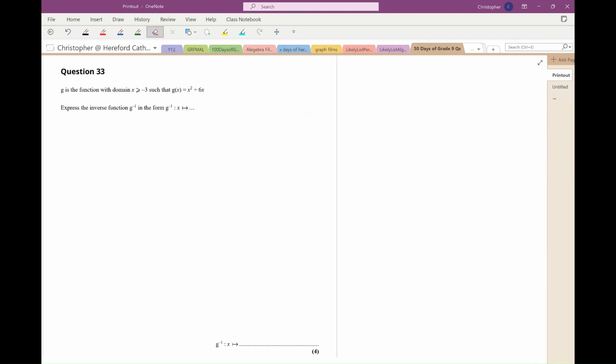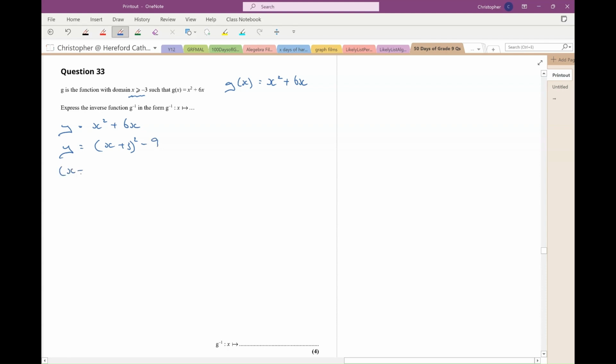Question 33. G is the function with domain x is greater than or equal to minus 3. We might need to remember that, such that g of x is x squared plus 6x. Express the inverse function in that form. Okay, so we're going to say that y equals x squared plus 6x. And we're going to make x the subject. So I'm going to complete the square on the left-hand side. That's x plus 3 squared minus 9. Now, let's swap that round.